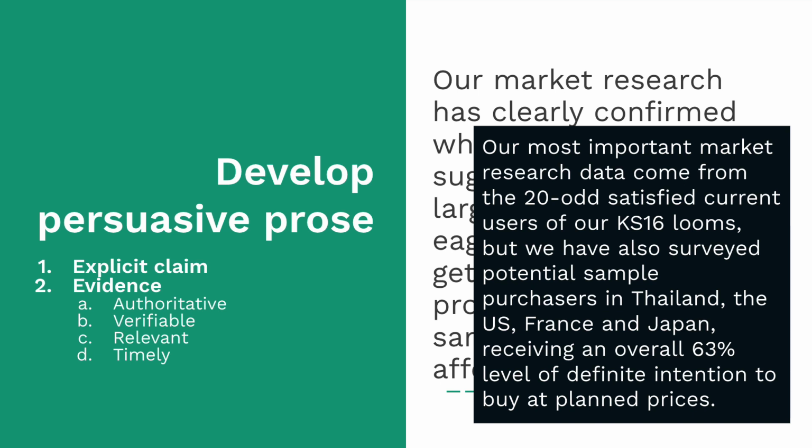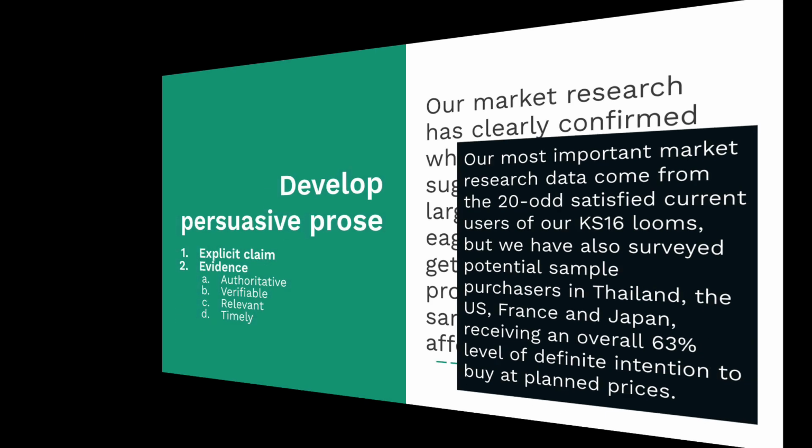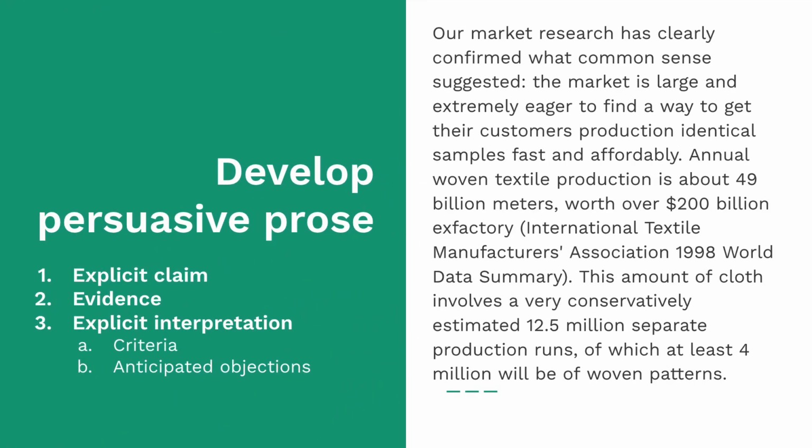The third element of persuasive content deals with making the interpretation of evidence explicit. That interpretation is also sometimes called the warrant. This version of the passage we viewed earlier now has both an explicit claim and supporting evidence. Let's consider how interpretation enhances the persuasiveness.